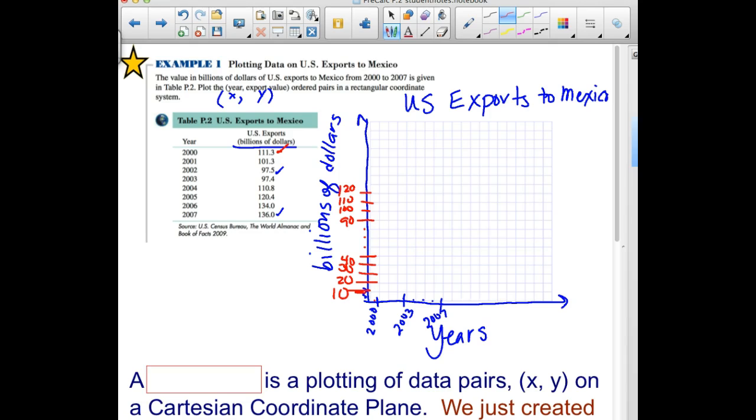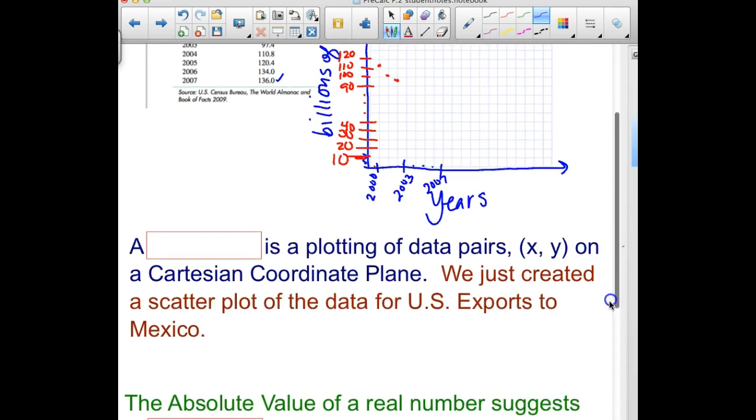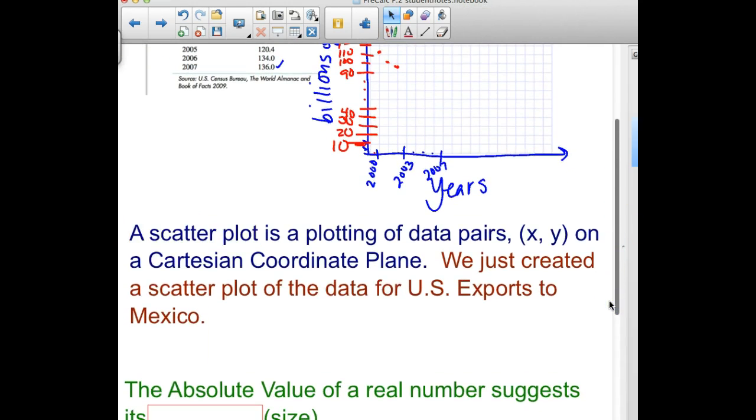If we were plotting this first point, we would go to the year 2000 on our x-axis and up to 111.3. So we would have a point about here. Our next point in 2001 was just slightly over the 100 mark. Our third point, 2002, was at 97.5. And we would keep going. I'm not going to take time in the video here to do that, but you would plot each point on the coordinate plane. What we've just created there is a scatter plot. And that is plotting data pairs like x, y on a Cartesian coordinate plane.